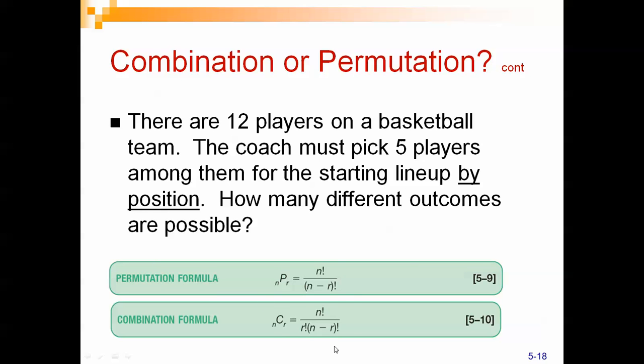And just by looking at the formulas, you can see that we've added the R factorial into the calculation. So the R is the number of objects selected, and we're multiplying that times the denominator that's in the permutation formula. So when we increase the denominator, we're going to have a smaller outcome or a smaller result in our fraction.